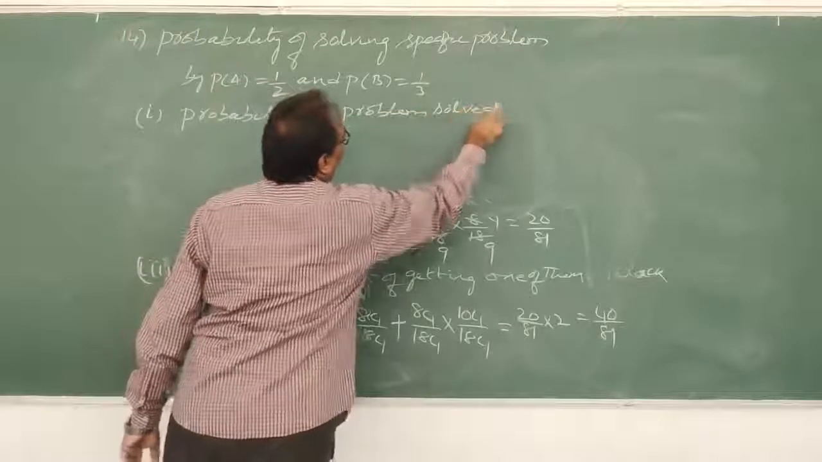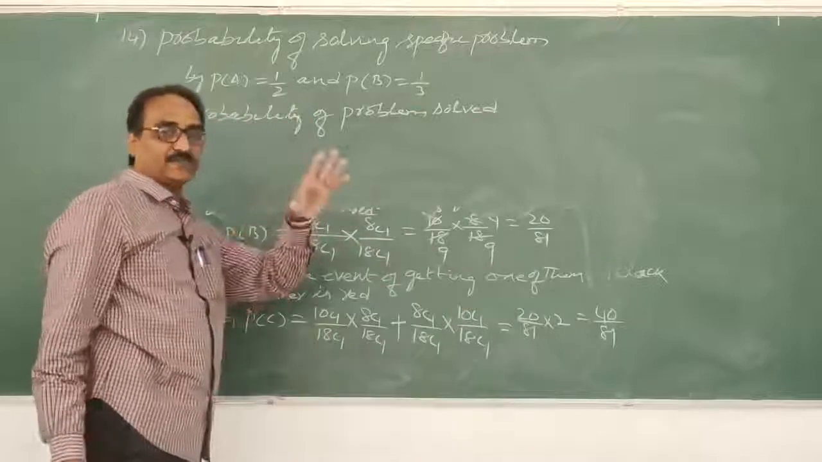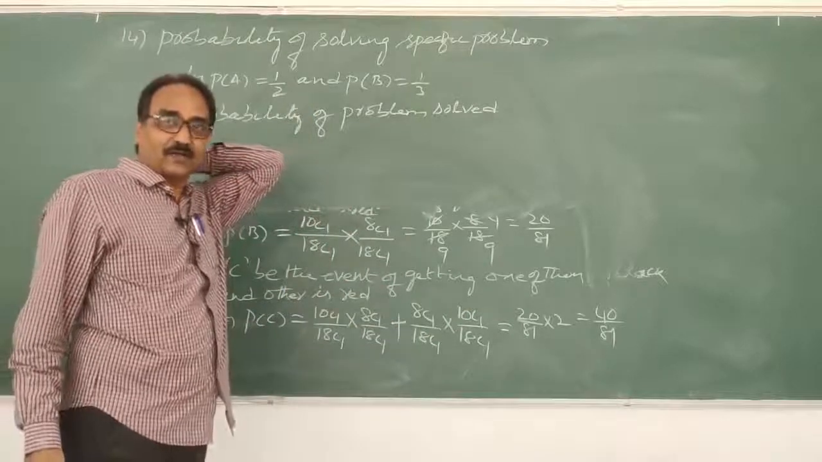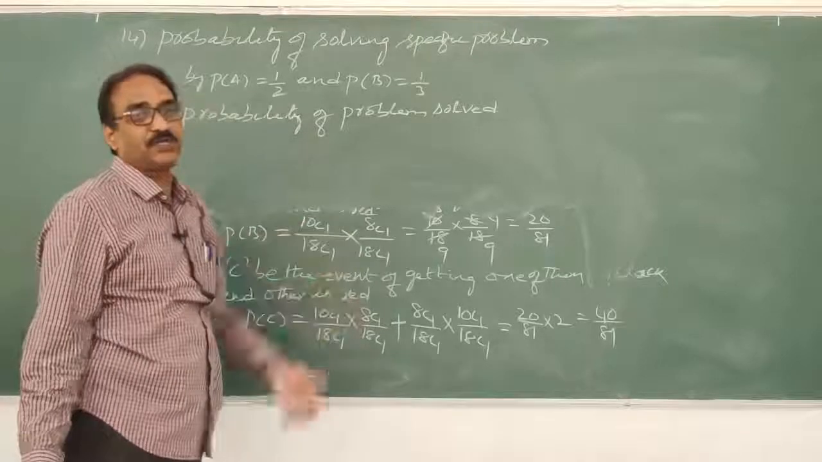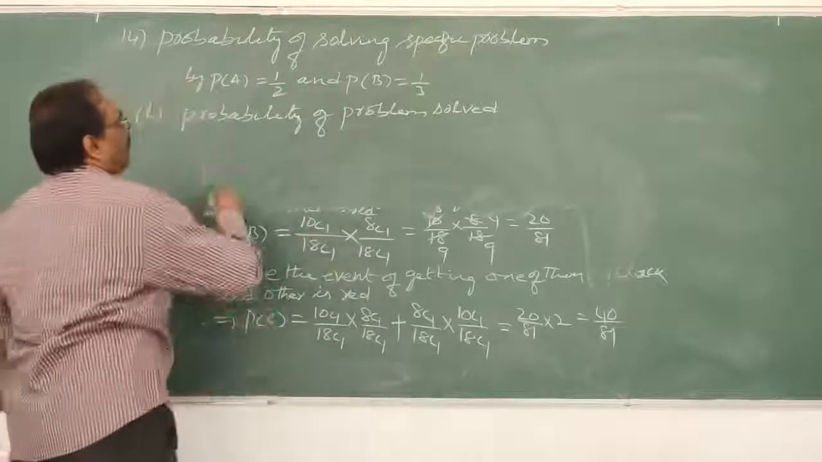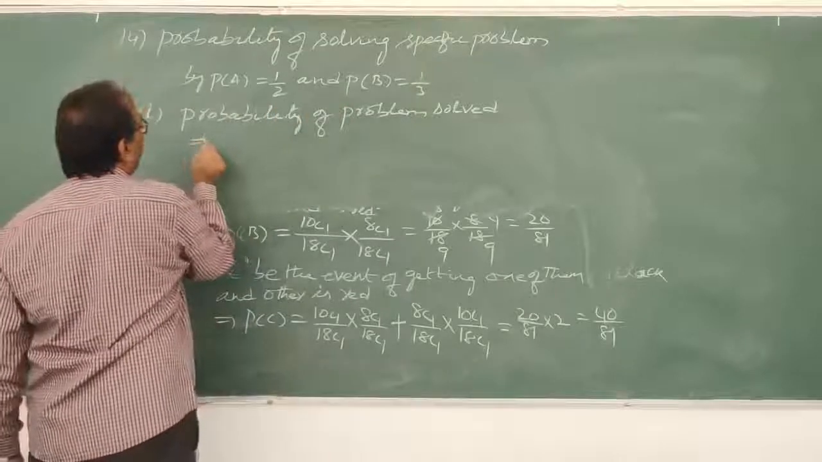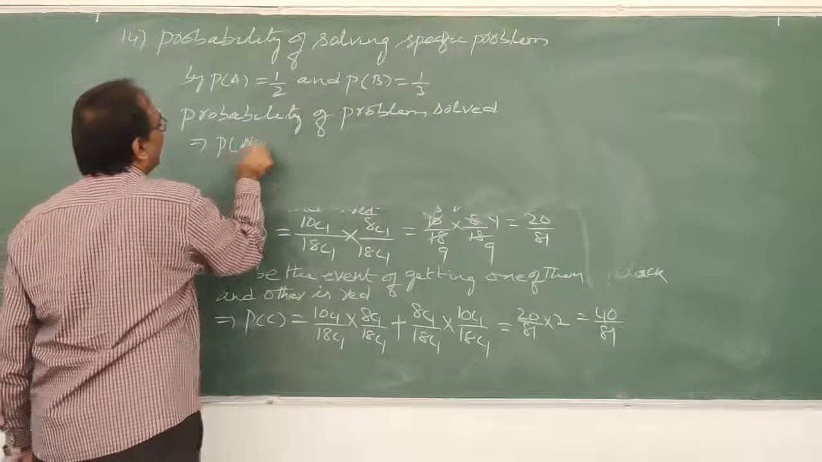Now what is given? The problem is given to both of them. Now both of them is one unity. Any one of them solves it, that is what you have to find out. Means what? Here this is nothing but P of A union B.